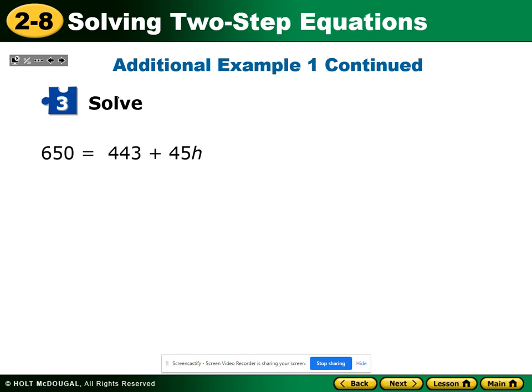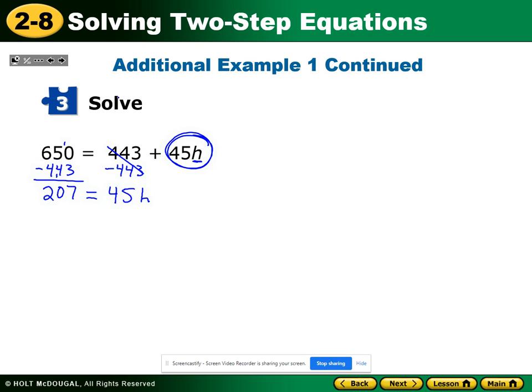So we'll focus on this addition first, that 443, because our goal is to get that H all by itself. But we're working in reverse, so we focus on the addition first. I'm going to subtract $443. That tells me, this is the parts part that I'm getting rid of. $207 was the cost for labor. Now, usually we've been done at this point, but we got to remember this comes down. 45H.